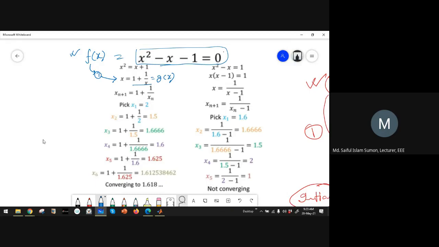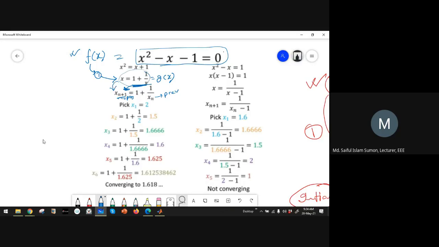Then I will find one general equation. You can see this is the general equation. x(n+1) is actually my present value of x, and xn is actually my previous value of x. I have already shown this. From this equation we will find a general equation.